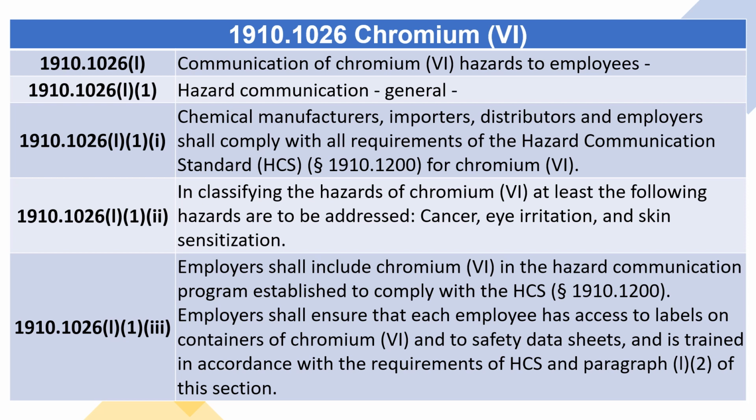In classifying the hazards of chromium-6, at least the following hazards are to be addressed: cancer, eye irritation, and skin sensitization. Employers shall include chromium-6 in the Hazard Communication Program established to comply with the HCS, Section 1910.1200. Employers shall ensure that each employee has access to labels on containers of chromium-6 and to safety data sheets, and is trained in accordance with the requirements of HCS in paragraph (l)(2) of this section.